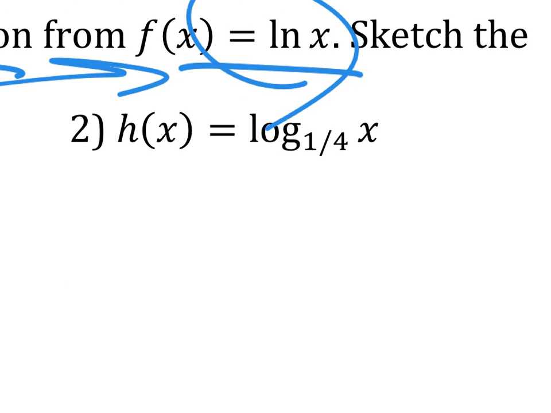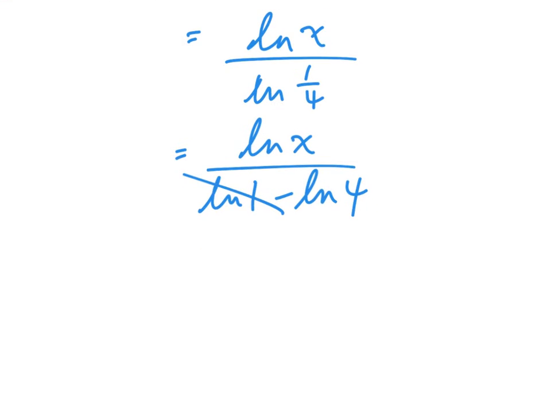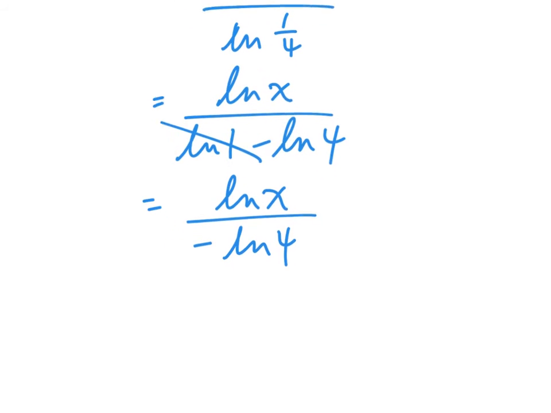So for example, this one, log base 1/4. Let's have you try this. You're going to figure out what it would be in natural log x and then figure out the transformation. All right, you should get natural log x over natural log 1/4. Now remember 1/4 is 1 divided by 4. So that means you have natural log 1 minus natural log 4. This being 0, you have natural log x over minus natural log 4.